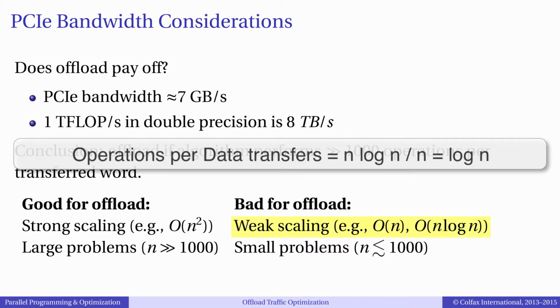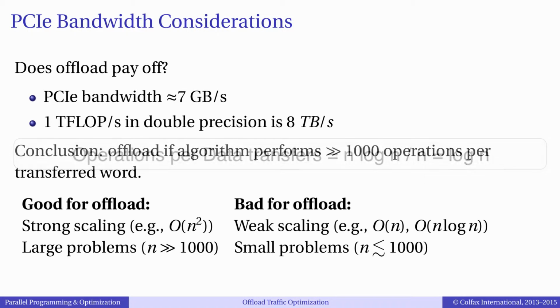Now consider another example. Your data size is n, and your algorithm has a complexity of n log n. This means that for every number that you offload, you will perform n log n divided by n, which is log n, operations. Even if n is in the thousands, you perform only tens of operations on each number that you send, so the overhead of offload will be significant.